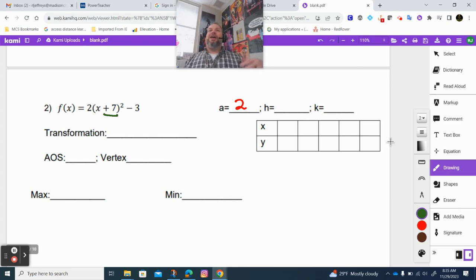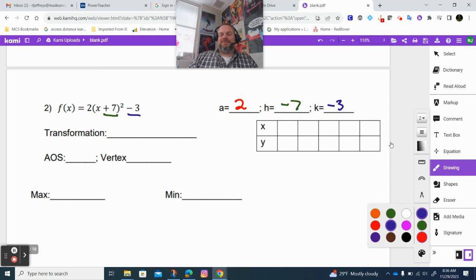All right. H is the opposite of this. And then K is -3. Okay. Shh. What about the exponent? Well, let's see. It's a quadratic. It's going to have an exponent. That's why it's going to be U-shaped.